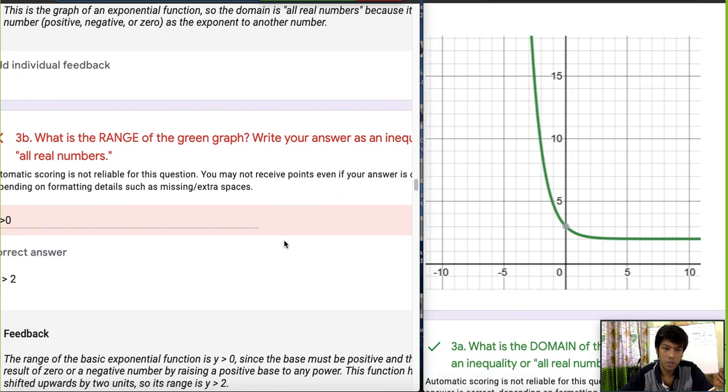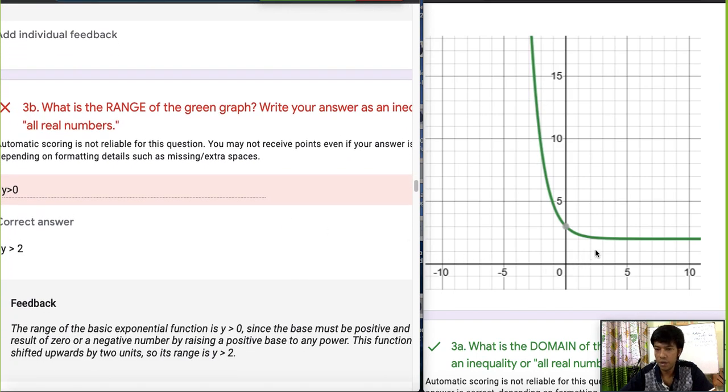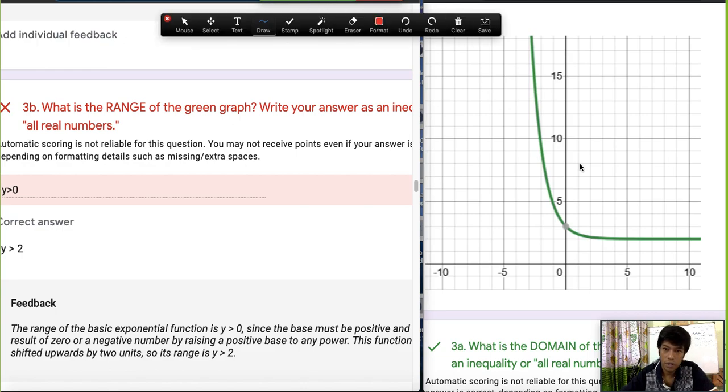What is the range of this green graph? This is the green graph. What is the range here? This is tricky now. You will see that the graph is not crossing this line. Let me draw it here for you. There is a line here. This is the lowest line. It looks like the graph actually touched it.